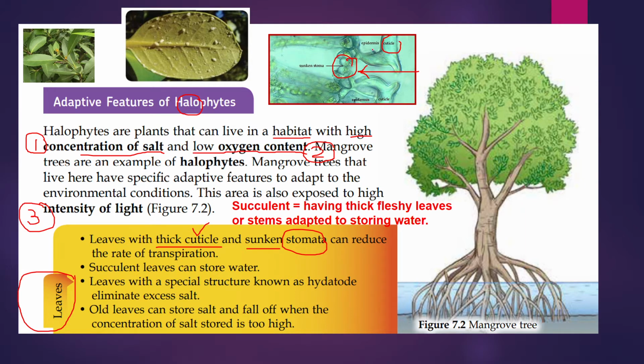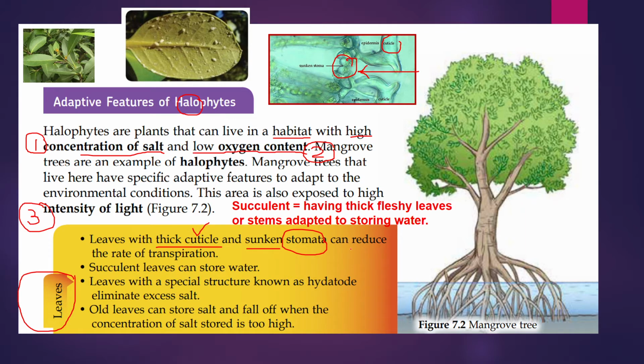We know that the guard cell is actually an example of a modified epidermal cell, right? But it appears to be embedded, masuk sikit. Jadi we call it sunken stoma. Stoma itu seolah-olah tenggelam, masuk dalam sikit.